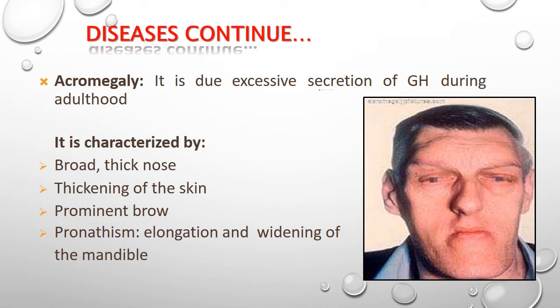Now the second disease condition is acromegaly, which is excessive production or secretion of the growth hormone during adulthood. That is acromegaly. It is characterized by a broad and thick nose, thickening of the skin, prominent brow, prognathism, that is the elongation and widening of the mandible. So these are the characteristics of acromegaly.